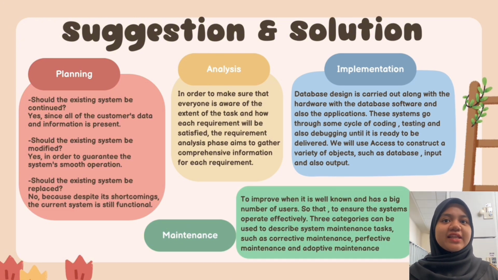Maintenance. To improve when it is well known and has a big number of users, so as to ensure the system operates effectively. System maintenance tasks can be described in 3 categories: corrective maintenance, perfective maintenance and adaptive maintenance.